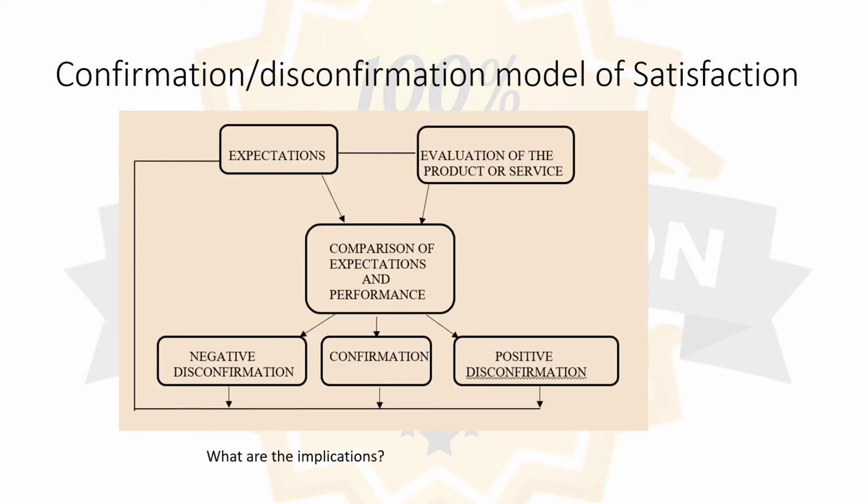The next model, and perhaps a more often considered model for satisfaction, is called the confirmation-disconfirmation model of satisfaction. This model was developed by a guy by the name of Rich Oliver, who I went to school with many, many years ago at the University of Wisconsin.